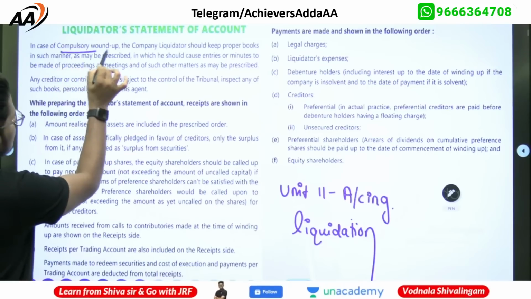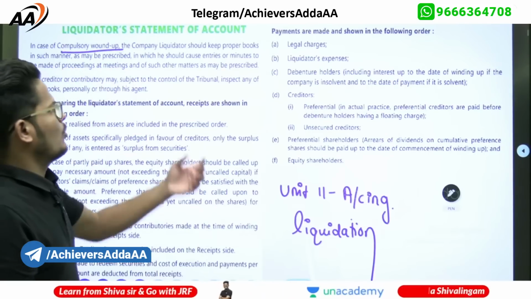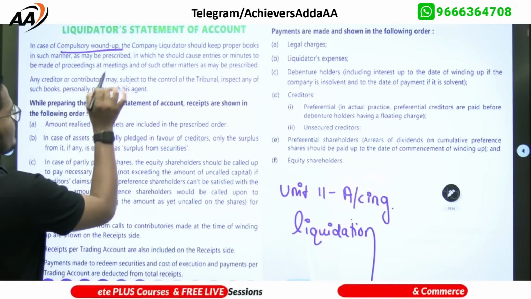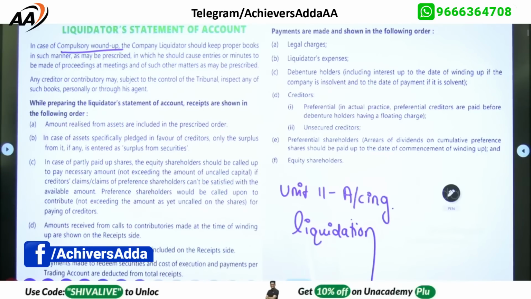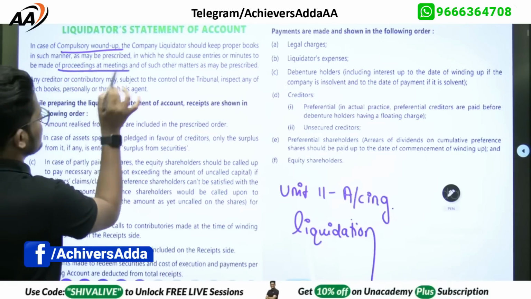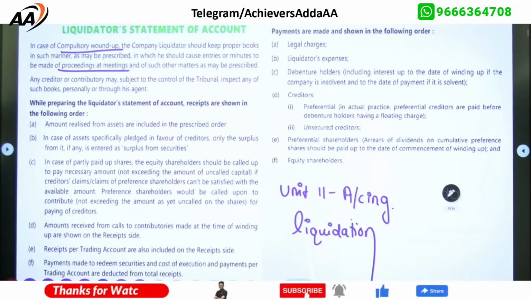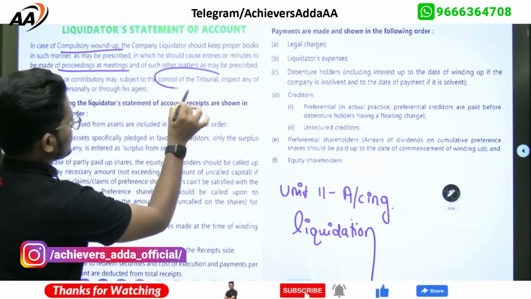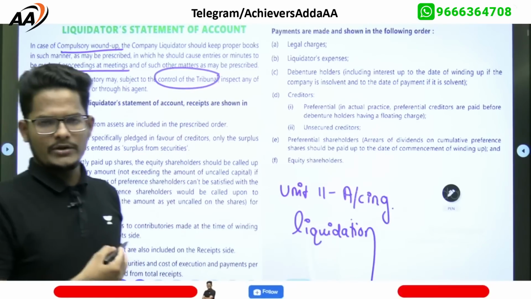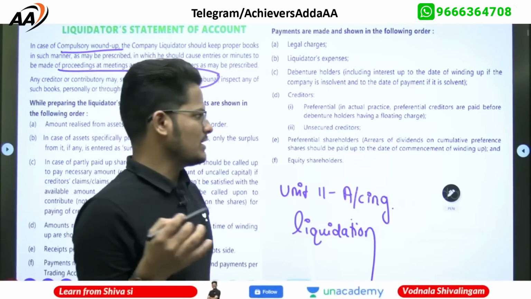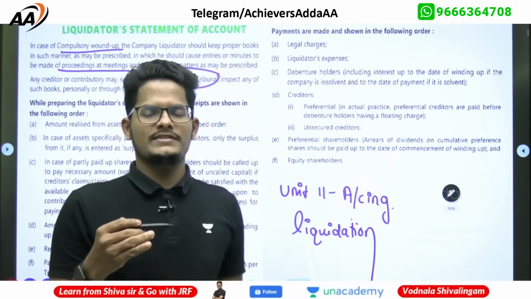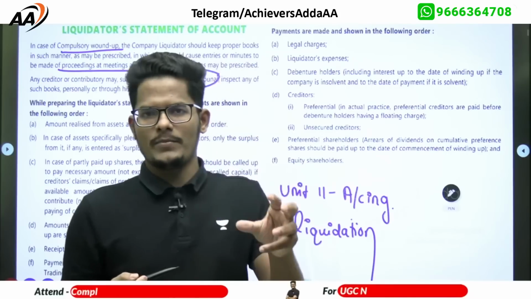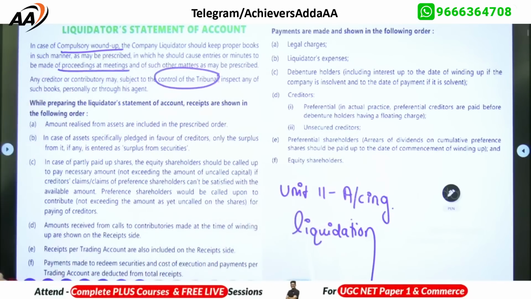In case of compulsory winding up, which is as per the court order, the liquidator should keep proper books as may be prescribed. He should cause entries or minutes to be made in the proceedings of the meeting on matters which may be discussed. Any creditor or contributory may, subject to the control of the tribunal only. The tribunal will be there, so via the tribunal only this will be discussed. And actually Section 59 of the Insolvency and Bankruptcy Code, IBC 2016, will be in operation whenever winding up is happening like this.